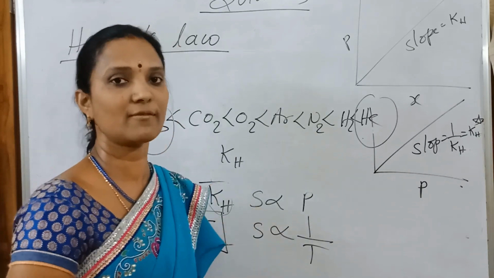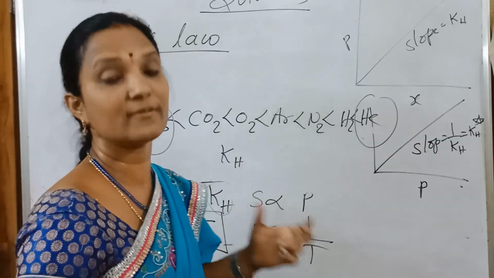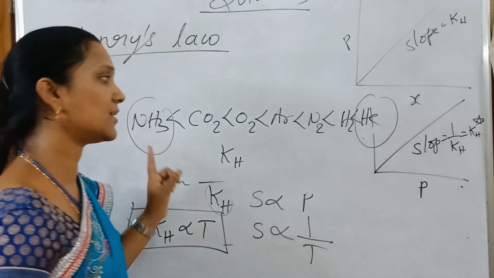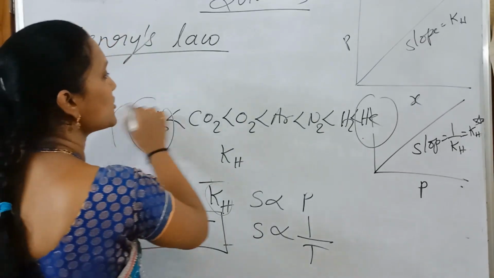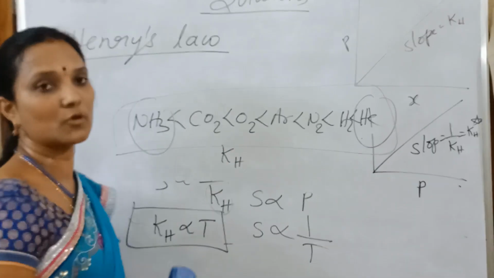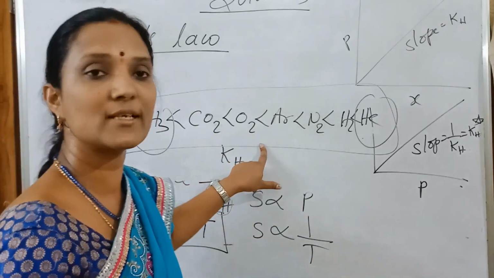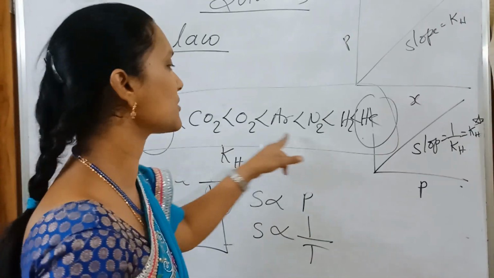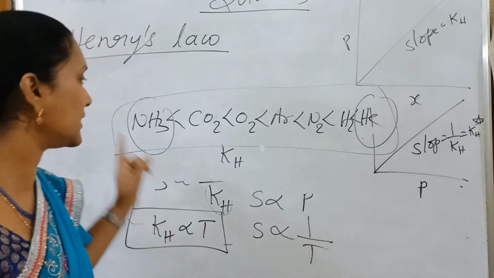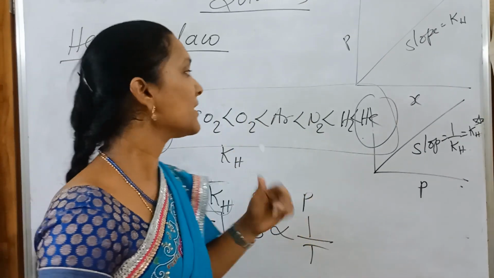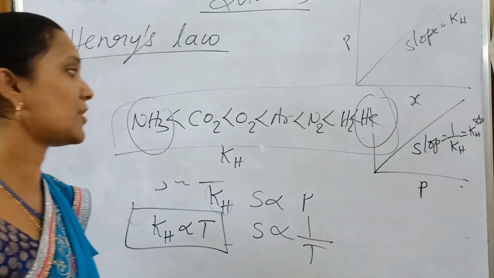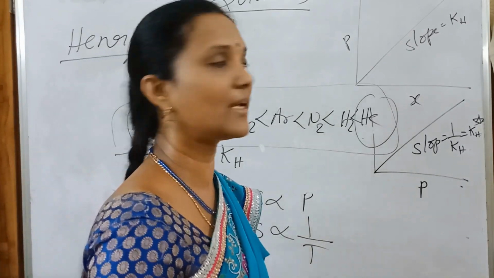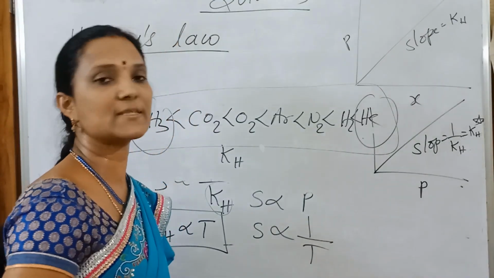So based on these Henry's constant values, we can identify the solubility. In options they will mention the values. So which is more soluble? The one with least Henry's constant value, its solubility is more. Okay, it is based on Henry's constant. We are not learning the values, just the increasing order. So next, what are the applications of Henry's law and how to solve problems based on Henry's law?